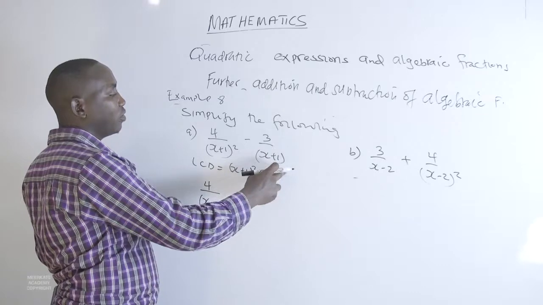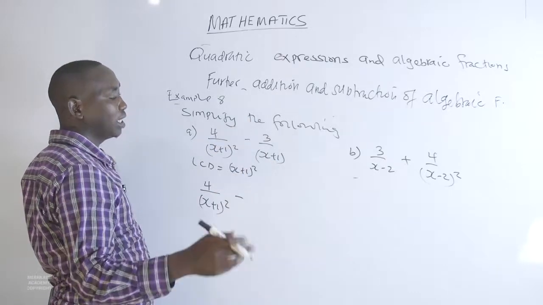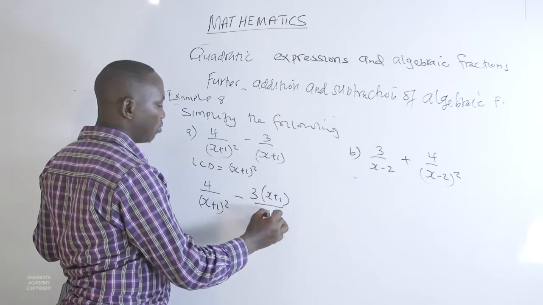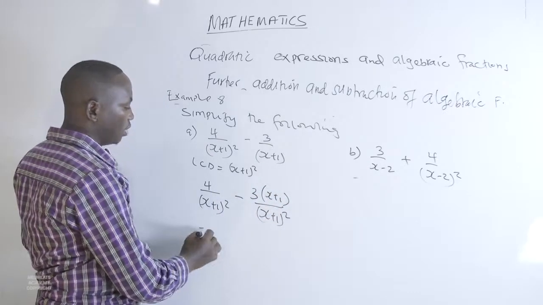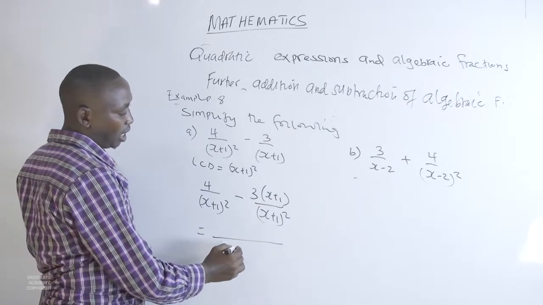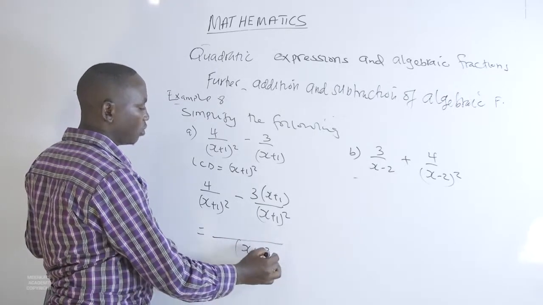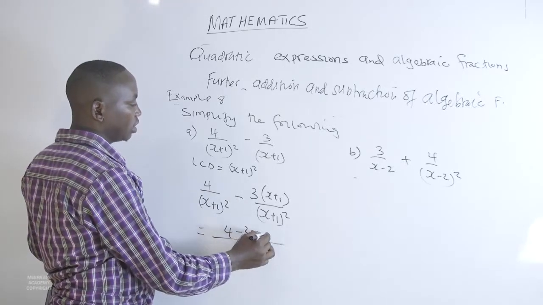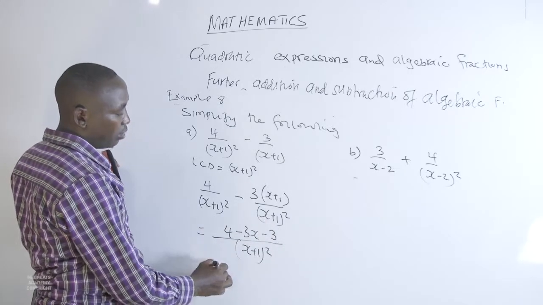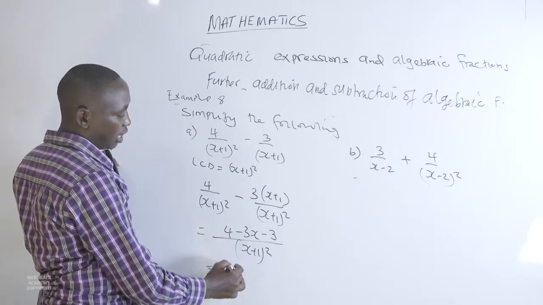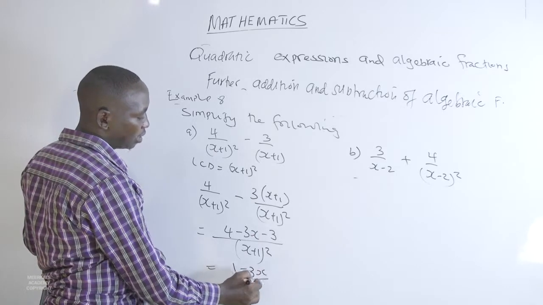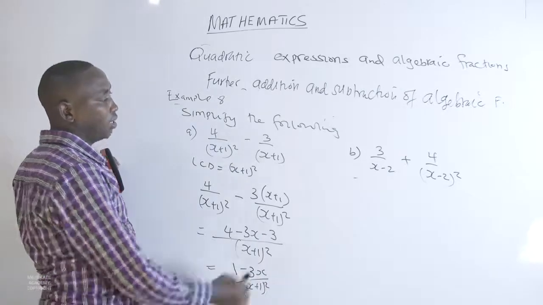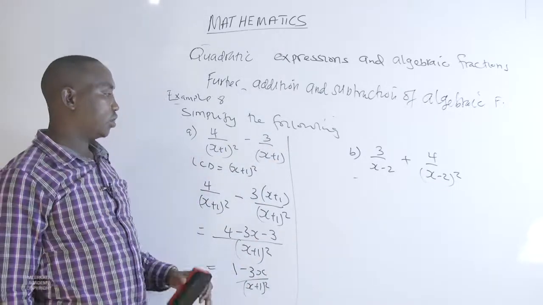Subtract. x plus 1 goes into (x plus 1) squared, x plus 1 times. So that means we are going to have 3 into x plus 1 divided by (x plus 1) squared. So written under one denominator, this will be (x plus 1) squared. Then this will be 4, subtract 3x, subtract 3. So when we finally simplify, 4 minus 3 is 1. So we shall have 1 minus 3x all over (x plus 1) squared to be the answer to this particular question.